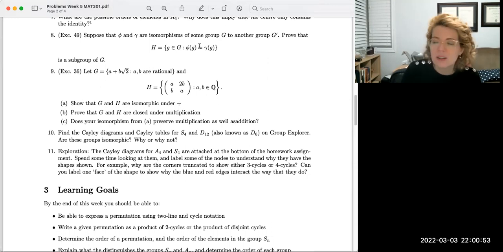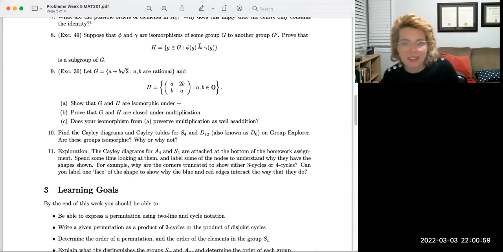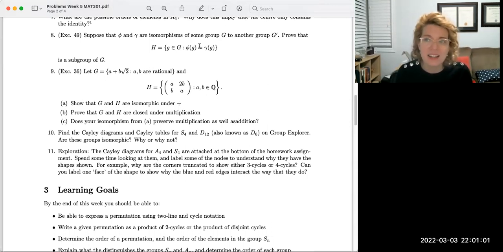So you could use the one-step subgroup test. You could use the two-step subgroup test. I think either one will work. You could even, again, go back to the properties of subgroups, I should say.